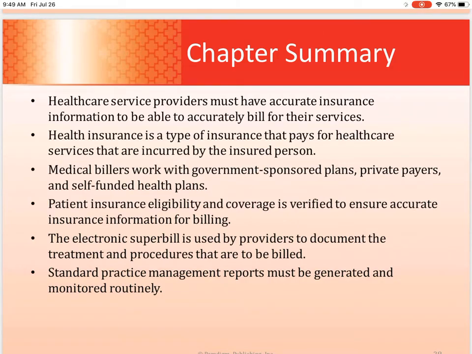Patient insurance eligibility and coverage is verified to ensure accurate insurance information for billing. There are many detailed steps the billing staff must perform in the practice to ensure the accurate and timely payment for healthcare treatment and services. Most healthcare providers are required to electronically transmit claims to insurance payers. The practice billing system that is part of the EHR or interfaces with the practice's EHR assists in billing and claims processing, as well as revenue cycle management. The electronic superbill is used by providers to document the treatment and procedures that are to be billed. Standard practice management reports must be generated and monitored routinely.